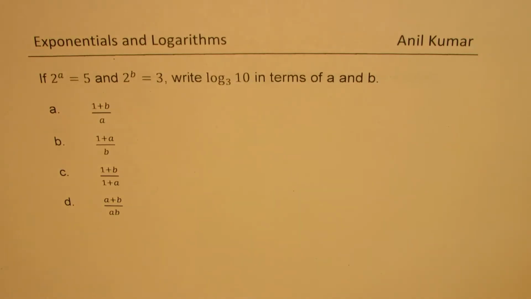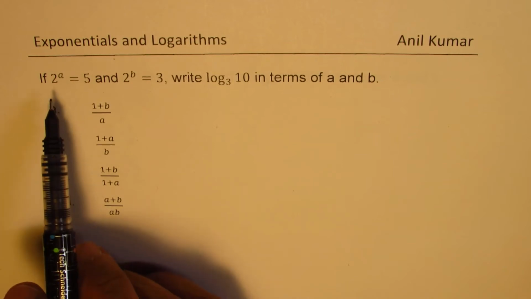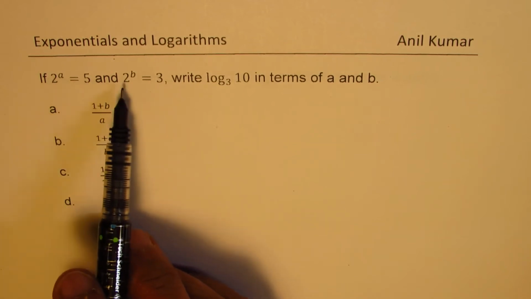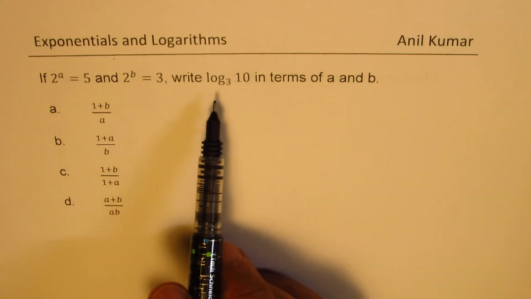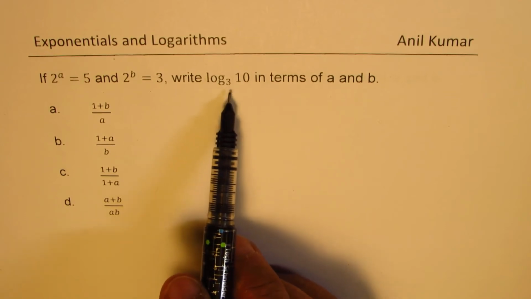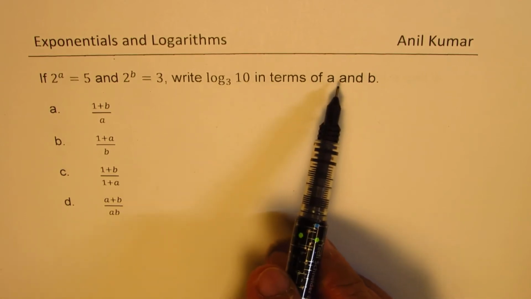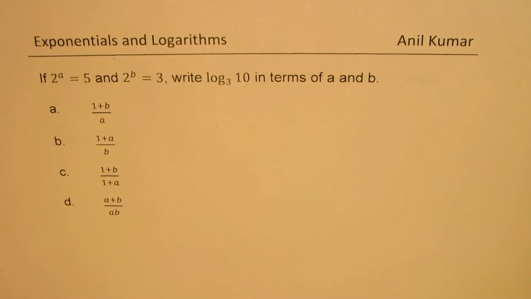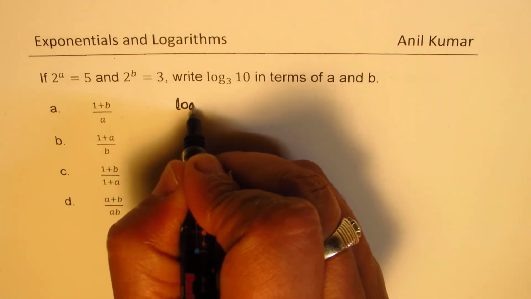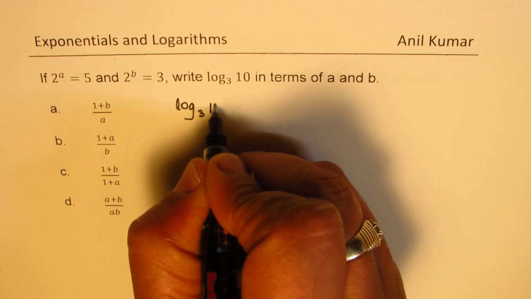The next question here is, we are given the exponential form this time. 2 to the power of a is 5, 2 to the power of b is 3. We need to write what is log to the base 3 of 10 in terms of a and b, right? So this is slightly tricky. We need to find what is log to the base 3 of 10, right?